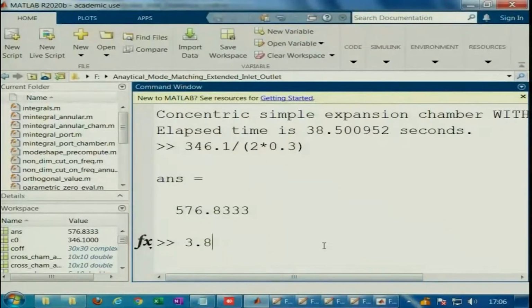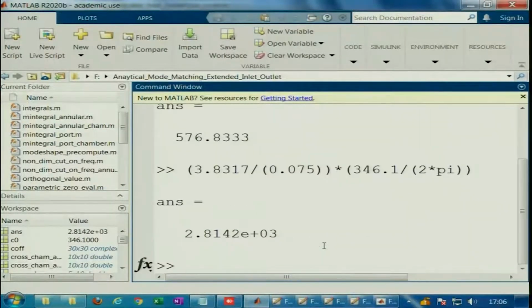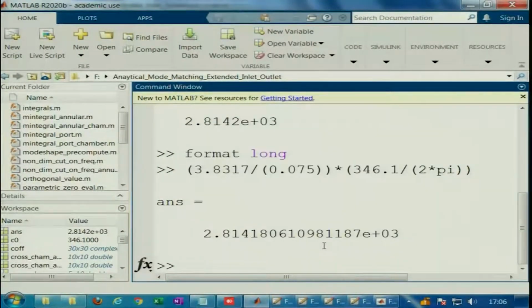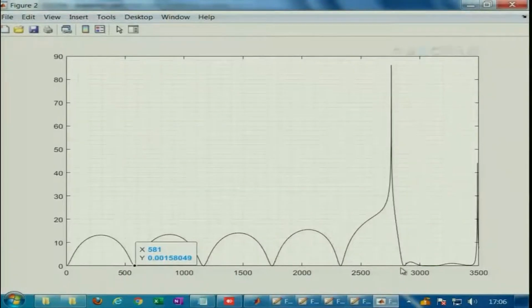And what is the cutoff frequency of the radial mode? The radial mode value is 3.8317 and the radius of the chamber is 0.075, is it not, and you need to multiply this by 346.1 and divide by 2 pi. So, what we get is that 2814 hertz is where the first radial mode happens in the chamber, and so let us see what we are getting in regard to this.